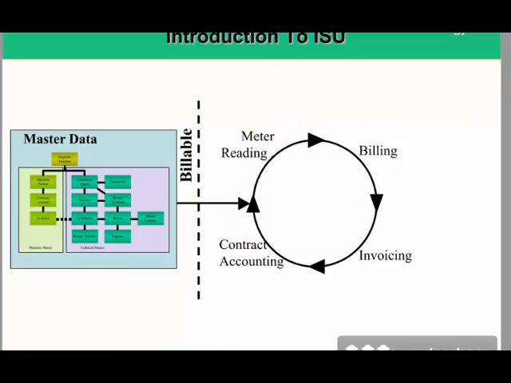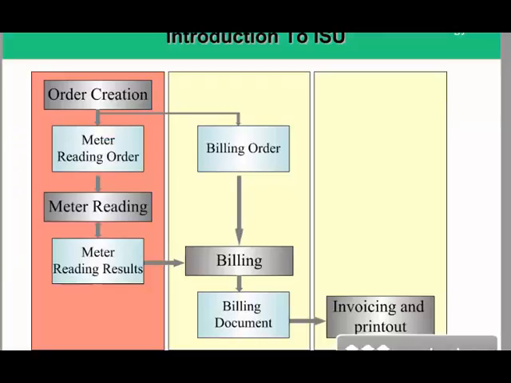This is a small depiction of how the bill is generated. There is master data set up first, then the meter reading is entered into the system, and the bill is generated. After the bill, invoicing happens, and then the invoice is printed and sent to the customer, and the contract account is reflected with that. This is the very high-level view of how the bill is generated. It starts with the order creation, and then the meter reading is uploaded into the system either manually or automatically. Then the bill is generated, the invoice is generated, and a printout is sent.